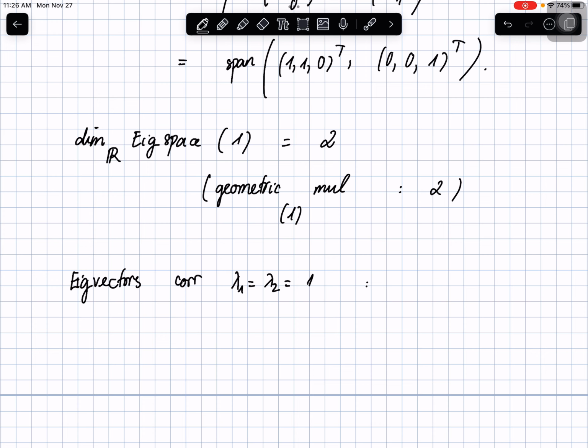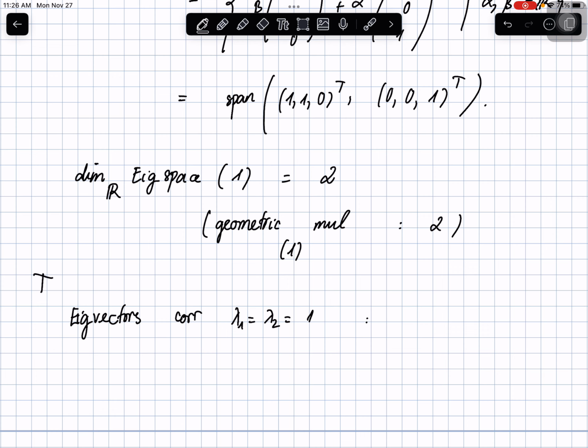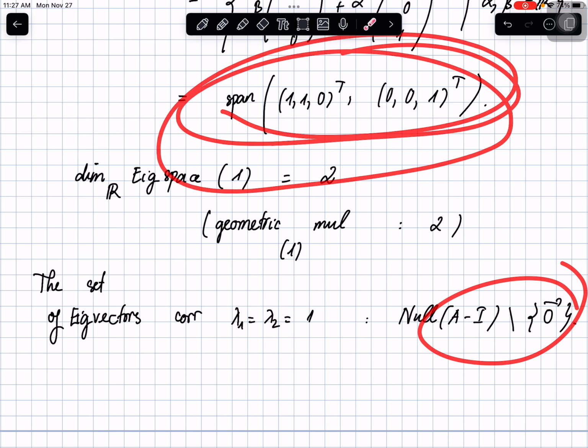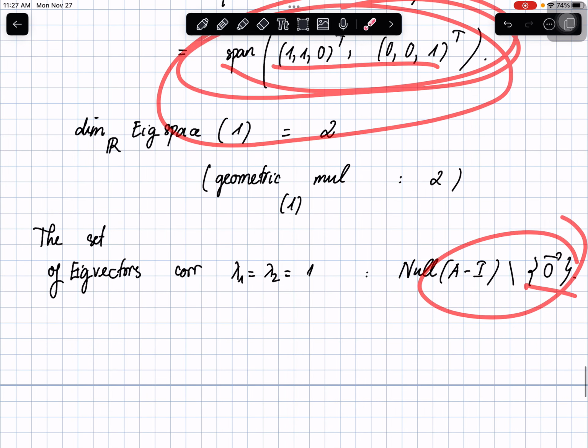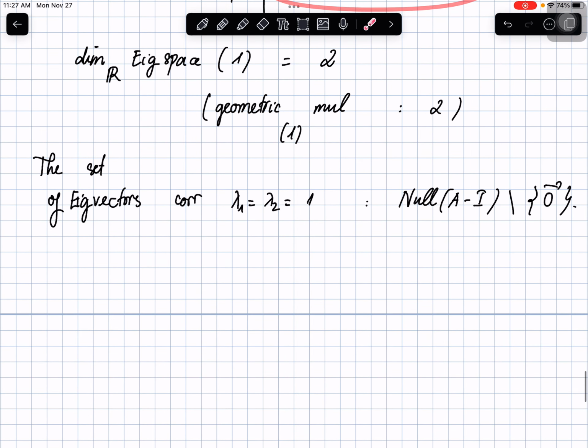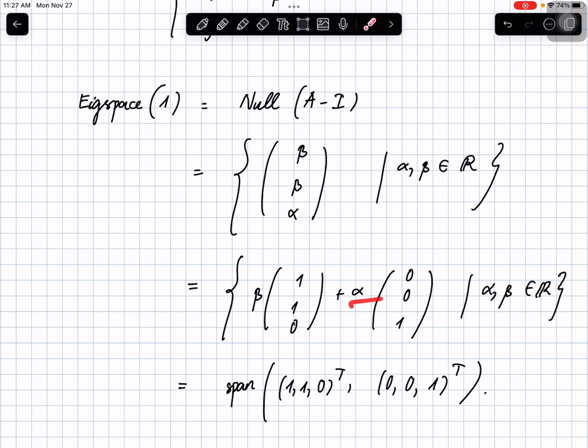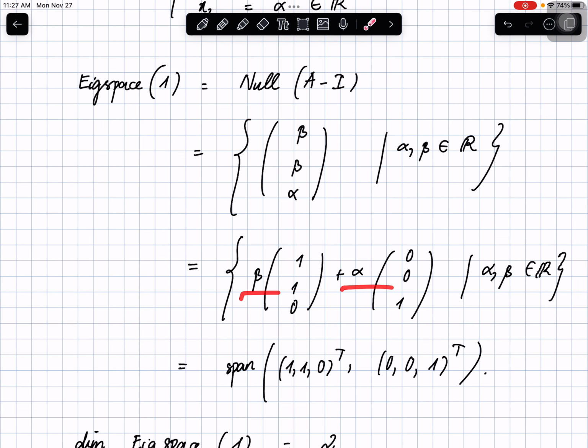Okay. Pick vectors, or I can write the set of eigenvectors corresponding to 1 is the null space of A minus I, that space. Take out the zero vector because 0 cannot be an eigenvector, that's all. So everything in this is spanned by these two vectors, and any non-zero vector spanned by these two vectors is a vector of this form, where alpha and beta are not zero at the same time. So it cannot be alpha equal to beta equal to 0.